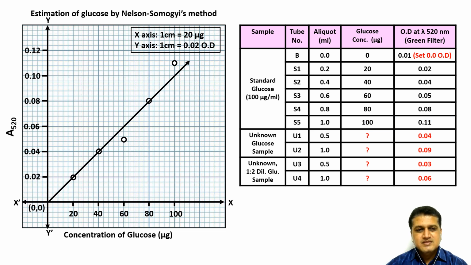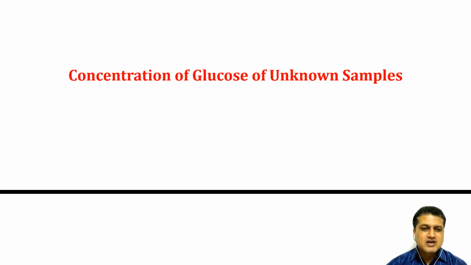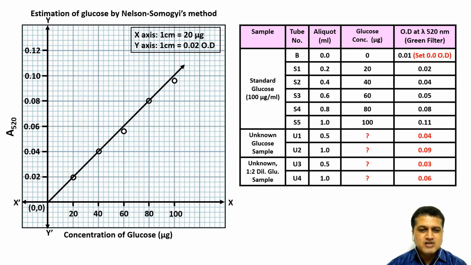Now draw the straight line with an arrow starting from origin in a way that it passes through or touches maximum points. This is OD versus concentration graph or standard graph or calibration curve of glucose. Now we have to find the concentration of glucose of unknown samples from this standard graph. For this, we have to plot values of OD of unknown samples.